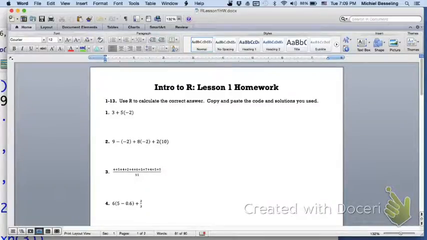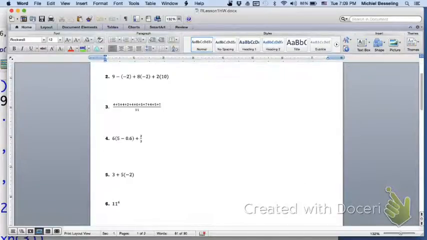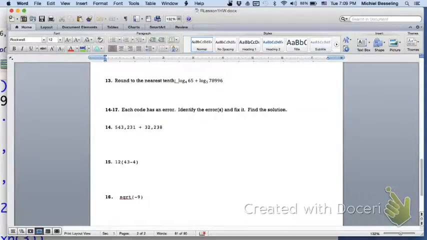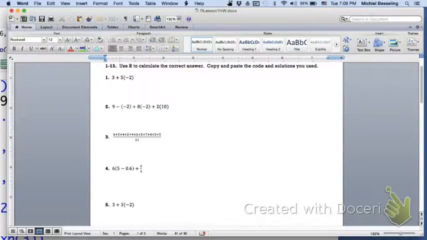If you open up the Word document and you get funny stuff here, you might want to use the PDF file. And here is the nature of this homework assignment. I'll do 1 or 2 problems with you. I'll pick a random one here. So we're going to use R to calculate the correct answer. We're going to copy and paste the code and solutions that we used.